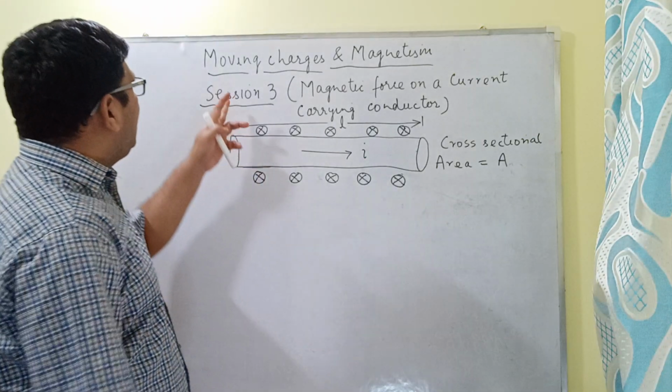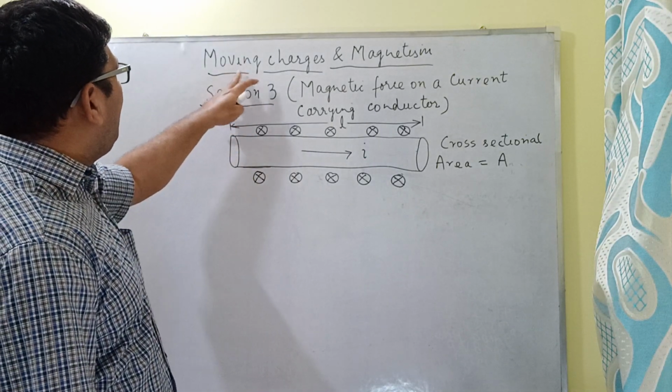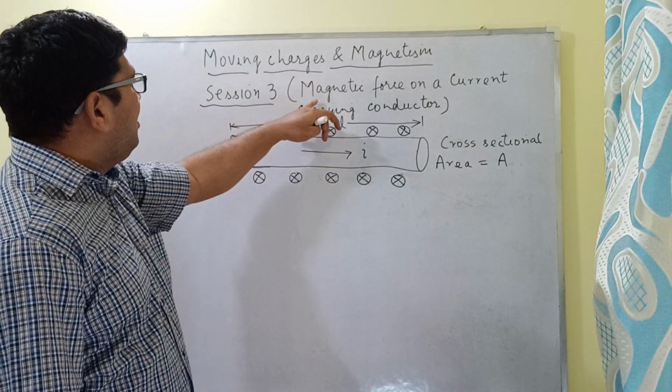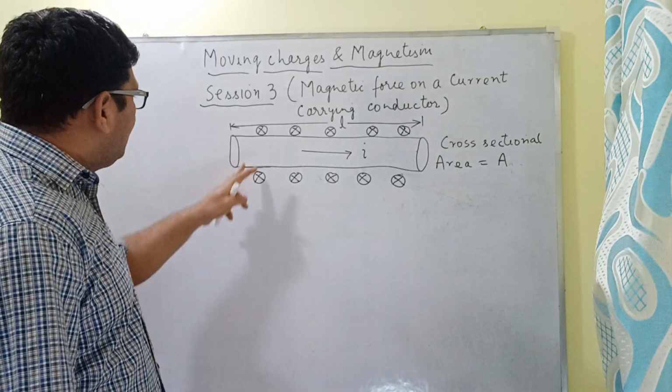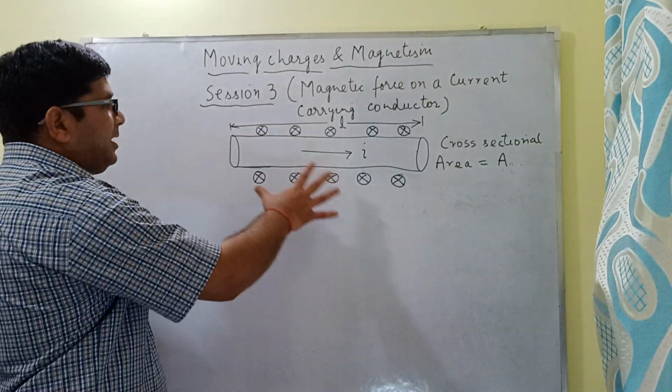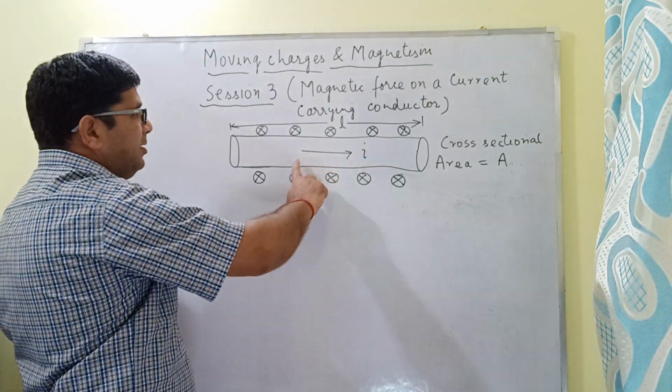Good morning, everyone. Today is session 3 from the chapter of moving charges and magnetism, and the topic is magnetic force on a current carrying conductor. So, this is a small conductor which I have made on this board.